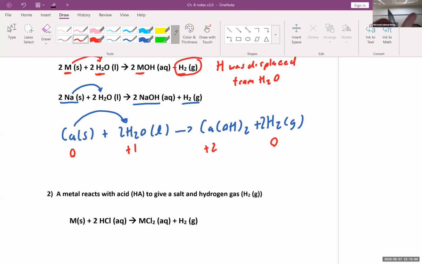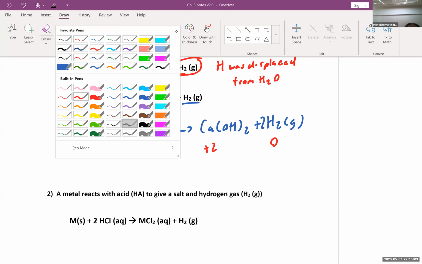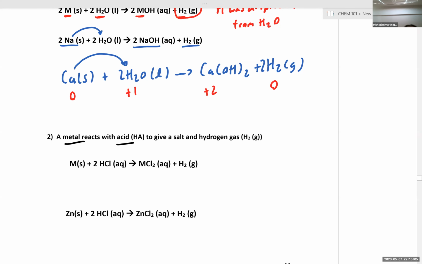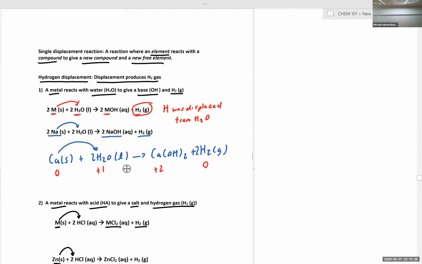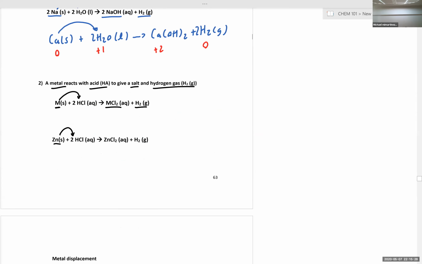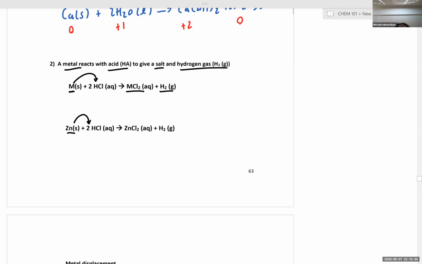The second subclass of hydrogen displacement is when a metal reacts with an acid to give a salt and hydrogen gas. In this case, the metal is again displacing hydrogen from the chemical formula. So that in turn generates a metal chloride and hydrogen gas. So let's look at another example of hydrogen displacement. Allow me one moment to draw it out.